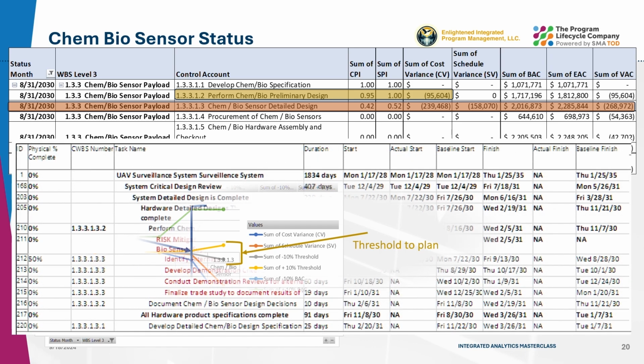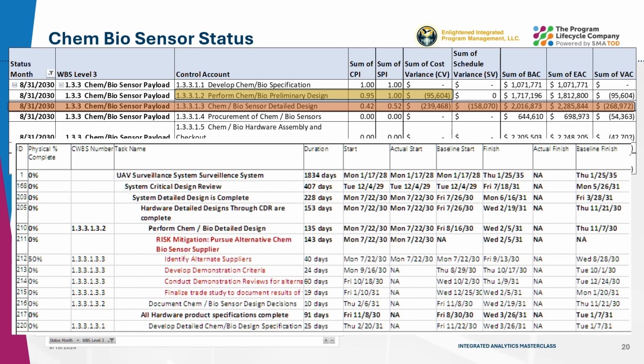The program proactively established a risk mitigation plan for the Chem biosensor last month. The mitigation objective is to identify a potential alternative to the current Chem biosensor that meets the allocated requirements. Notice that the risk mitigation effort, started in July, is already 3 weeks behind plan, and the control account is forecast to be completed in February 2031, which is 3 months later than the baseline.